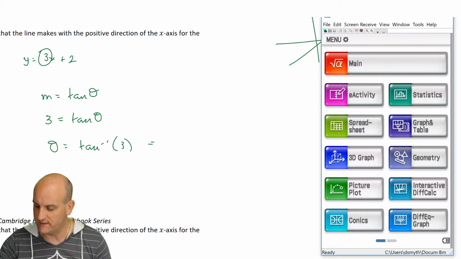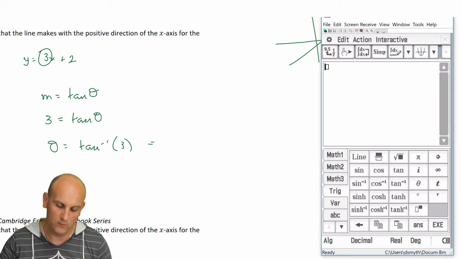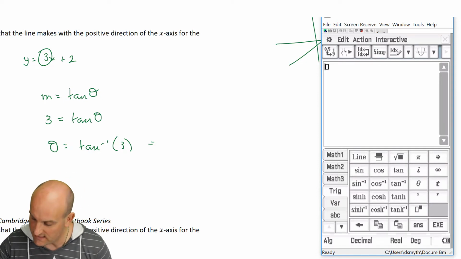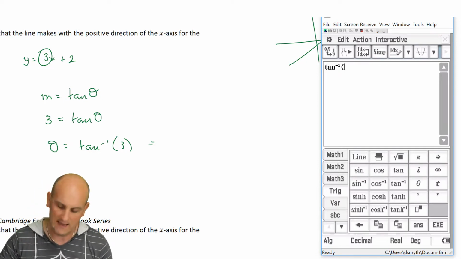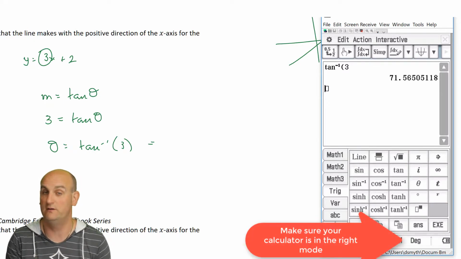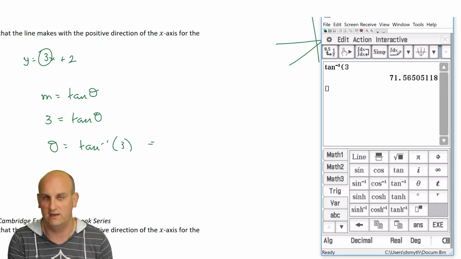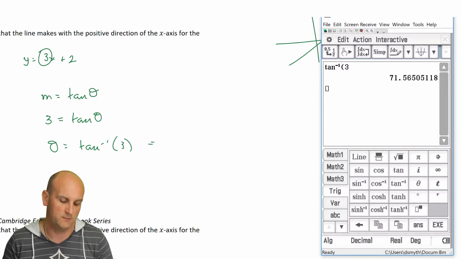So for my Casio ClassPad, I do main, I hit my keyboard, and I go to my trig function there, which says I want to find the inverse tan, so find the button of inverse tan, and I put 3 in, and press enter. Now obviously in this situation it is critically important, and you can see from the red arrow now, that you have this in degrees mode. Okay, obviously if the question says radians, do it in radians, but for most of the questions you're going to do at the moment, it's degrees. And what does it come up with?